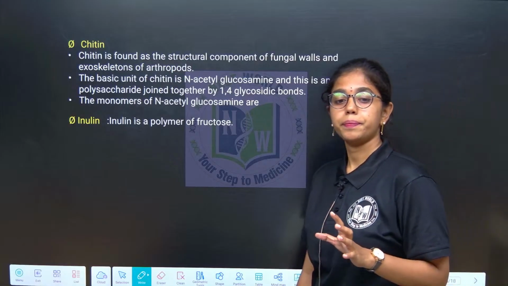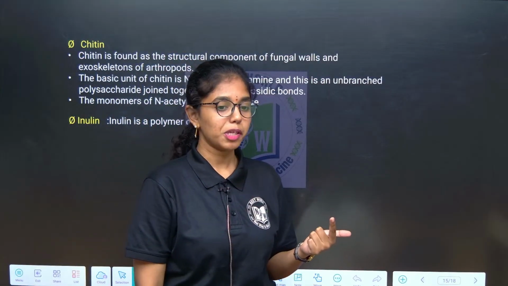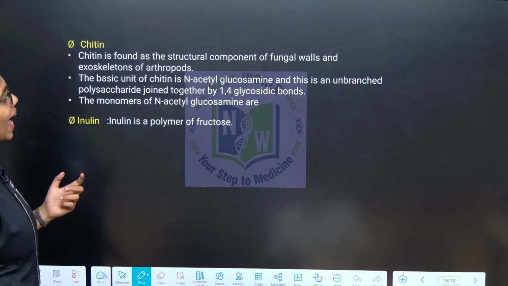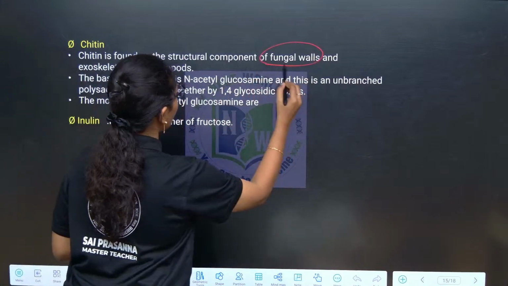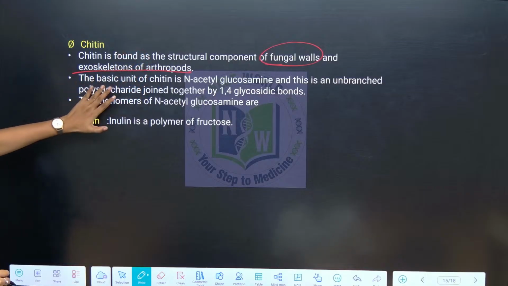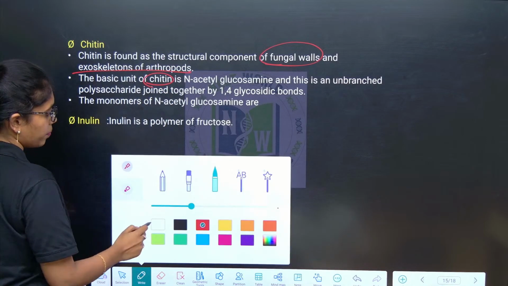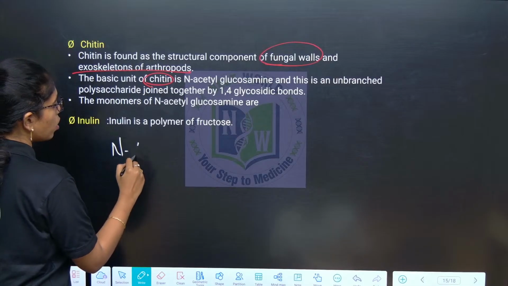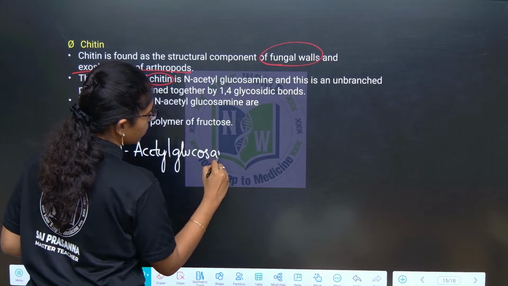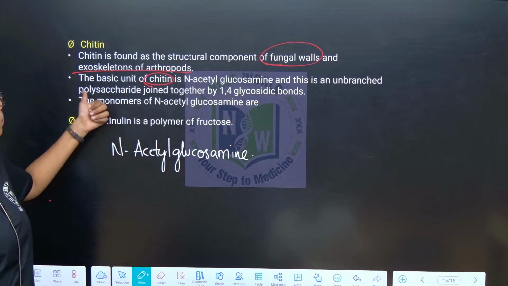Where do you see chitin? In fungi and arthropoda. Chitin is found as the structural component of fungal walls and exoskeleton of arthropods. Direct line from your NCERT. And what is the basic unit of chitin? NAG units, N-acetyl glucosamine. And this is an unbranched polysaccharide.